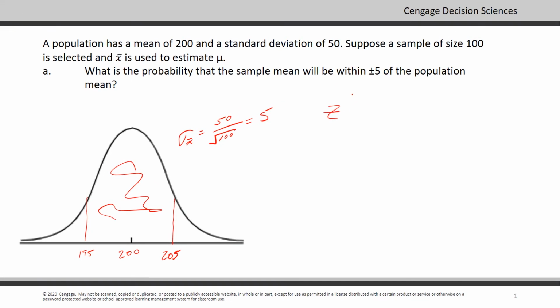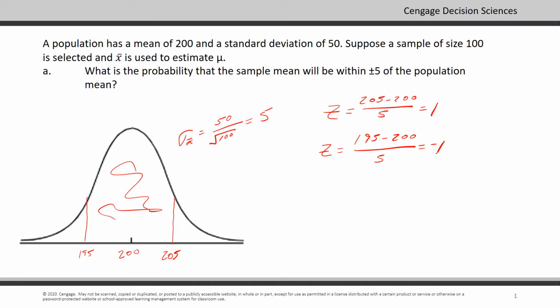So the z-value for 205 is going to be equal to 205 minus 200 divided by 5. Well, that's going to be equal to 1. And my second z-value for 195 is going to be equal to 195 minus 200 divided by 5, or it's going to be equal to minus 1. And so I need the areas to the left of z equal to 1.